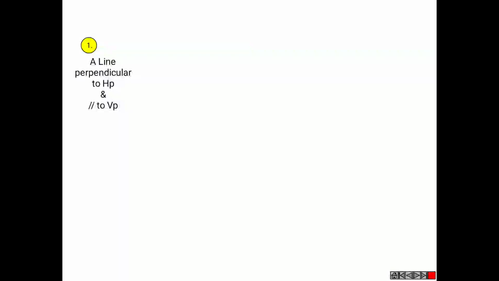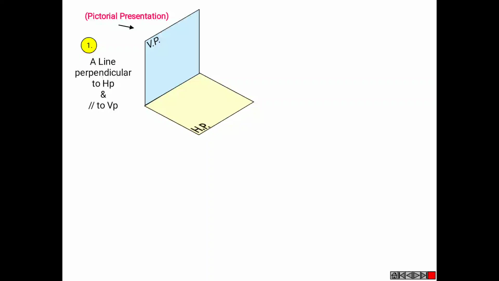What is the first one? A line perpendicular to HP and parallel to VP. Firstly, we will see the pictorial presentation. As you know, this is a vertical plane and this is your horizontal plane. There is a center with XY axis line. Now we are placing a line. The red colored one is your line, which is perpendicular to HP. You can see that it is perpendicular to HP and parallel to your VP.